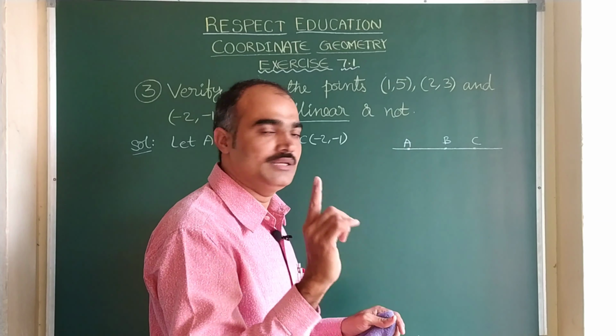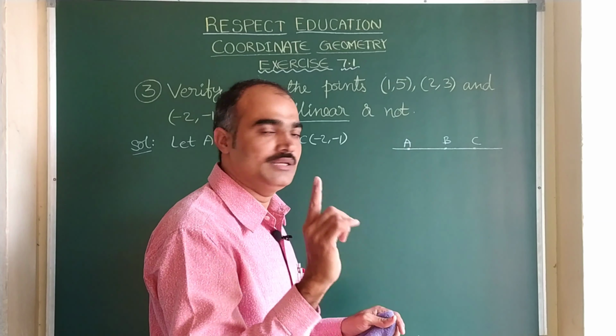Now we can find BC. Here B (2, 3) and C (-2, -1). I am going to apply the same formula because the formula is the same for all the distances. Here I am taking B as x1, y1 and C as x2, y2. Do understand, in the earlier case I took B as x2, y2 because that was the second point. Here B is the first point, so I am taking x1, y1. Now, as usual, let us substitute these values in the formula.